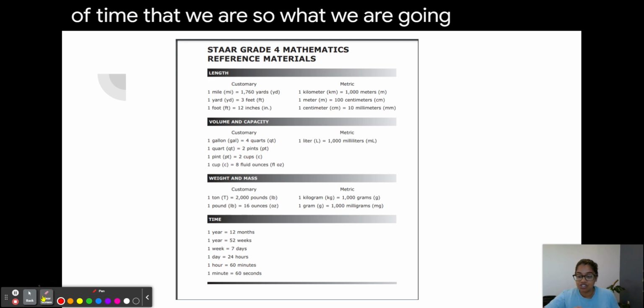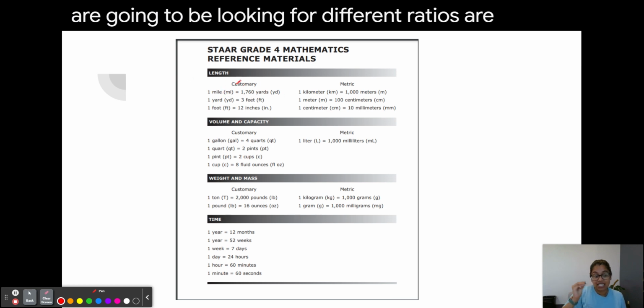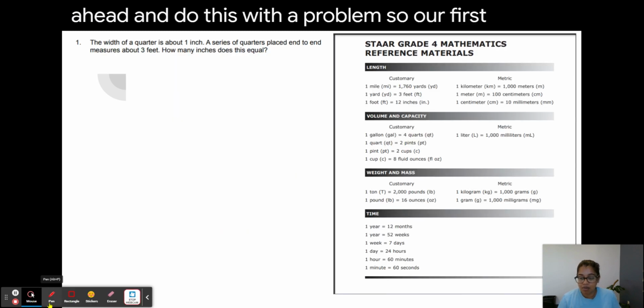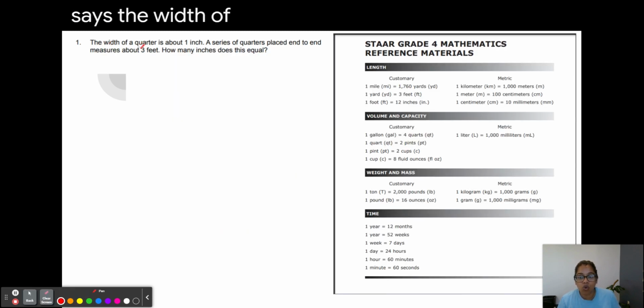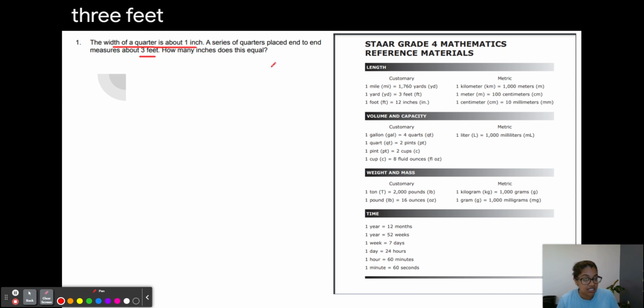So we are going to be focusing on each one of these, and we are going to be looking for different ratios or different things that equal something else. Let's go ahead and do this with a problem. Our first problem says the width of a quarter is about 1 inch, right? A series of quarters placed end to end measures about 3 feet. How many inches does this equal?